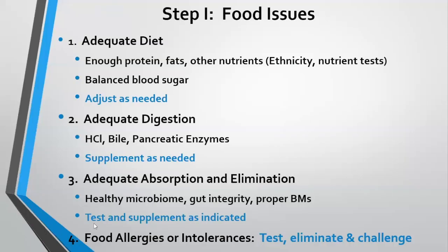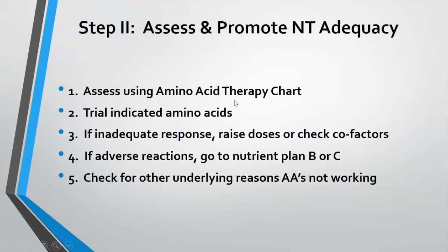So I think we have done food. Step 2 is just assessing neurotransmitters using the chart, and bringing in the amino acids and other cofactors as needed to really feed the brain, specifically the supplemental nutrients that it needs to function ideally.